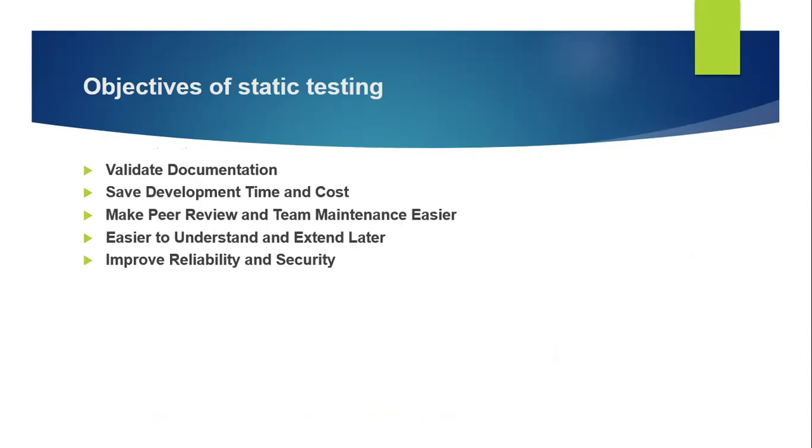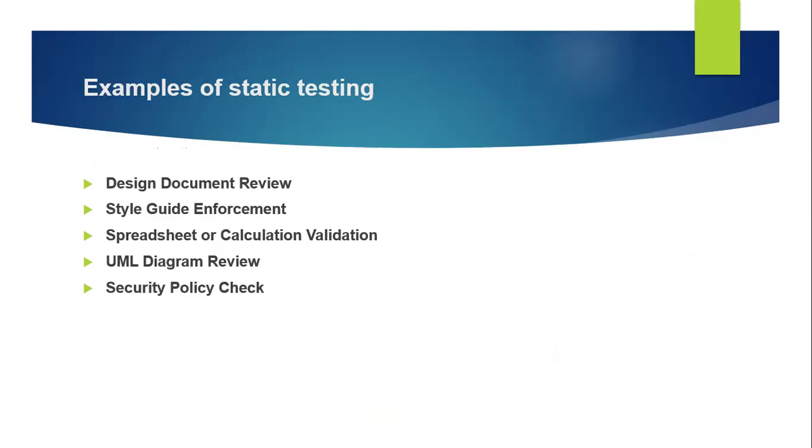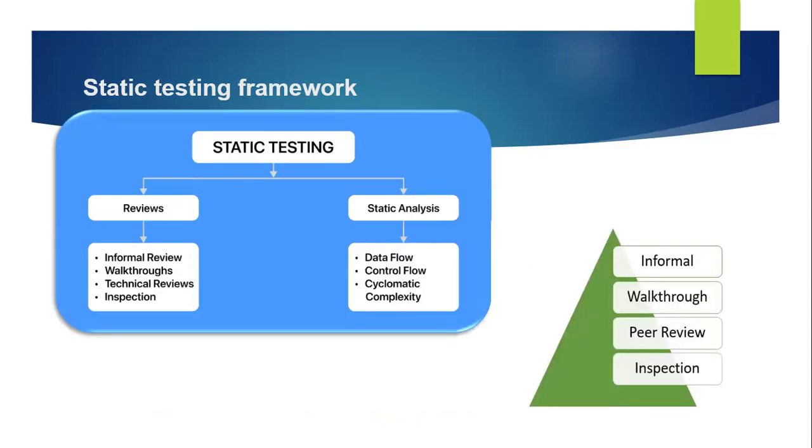These are the objectives of static testing. These are the examples of static testing. These are the static testing framework. Static testing: reviews and static analysis. Informal review, walkthroughs, technical reviews, and inspection come under reviews. Data flow, control flow, and cyclomatic complexity come under static analysis. Informal, walkthrough, peer review, and inspection come under static testing.